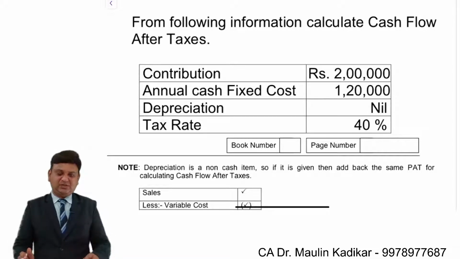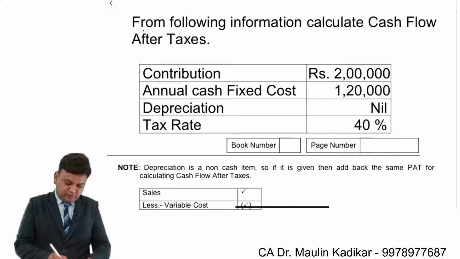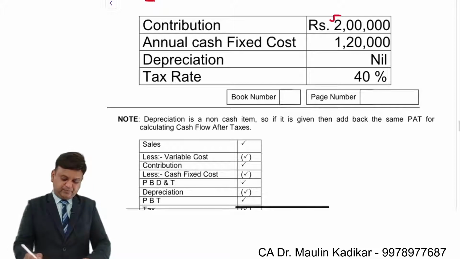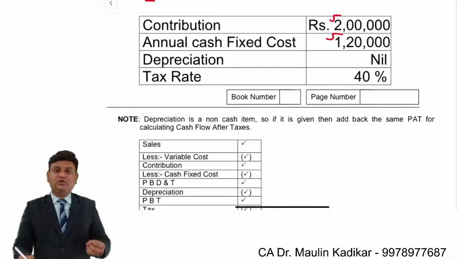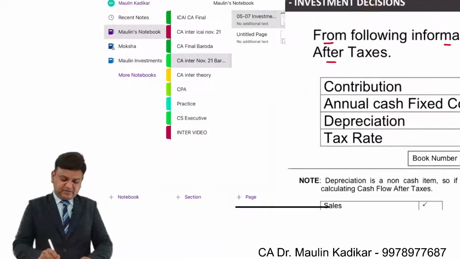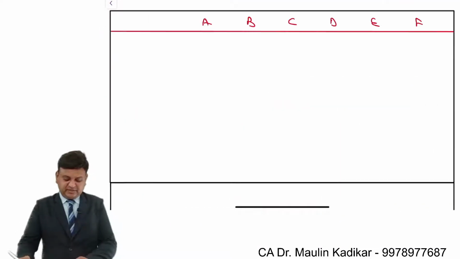Let us see the next question. From the following information, calculate CFAT, cash flow after taxes. Contribution 2 lakhs, annual cash fixed cost 1,20,000, depreciation is 0, income tax rate is 40%. Now based on this information, we are required to find the cash flow after taxes.